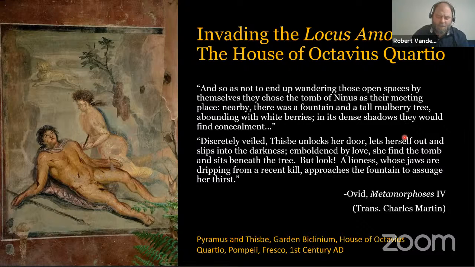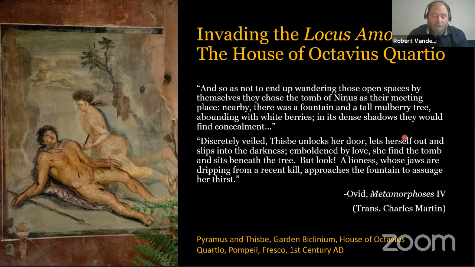We should note in particular the features of Ovid's description. And so, as not to wind up wandering those open spaces by themselves, they chose the tomb of Ninus as their meeting place. Nearby, there was a fountain and a tall mulberry tree, abounding with white berries. In its dense shadows, they would find concealment. Ovid goes on to say, discreetly veiled, Thisbe unlocks her door, lets herself out, and slips into the darkness, emboldened by love. She finds a tomb and sits beneath the tree, but look, a lioness whose jaws are dripping from a recent kill approaches the fountain to assuage her thirst.